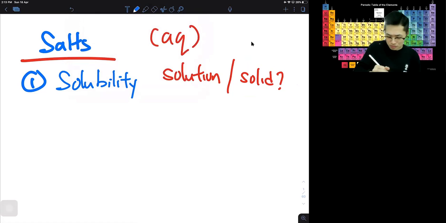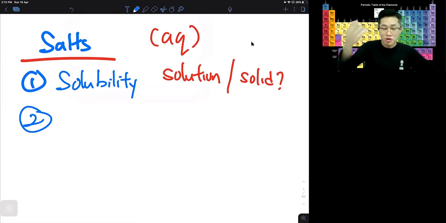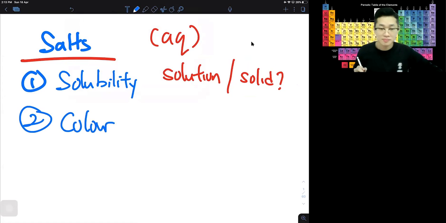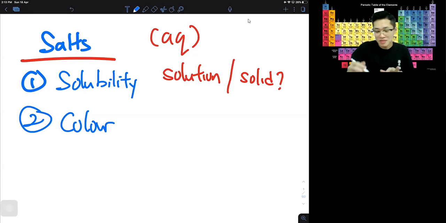Number 2, this is also the sequence that we will be doing today. After the solubility, we will do the color of salt. When I ask you questions in class, what is the color of copper(II) sulfate solution, some will say it is blue, but some say I don't know, or even ask me, how do you know it's blue? This is where they learn it from, this chapter.